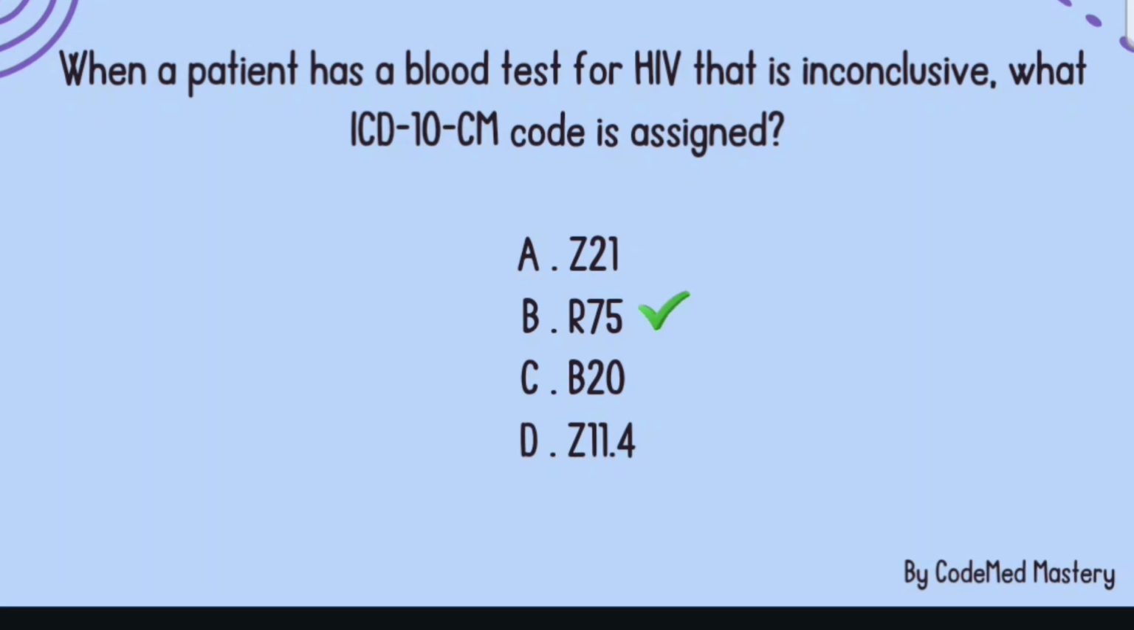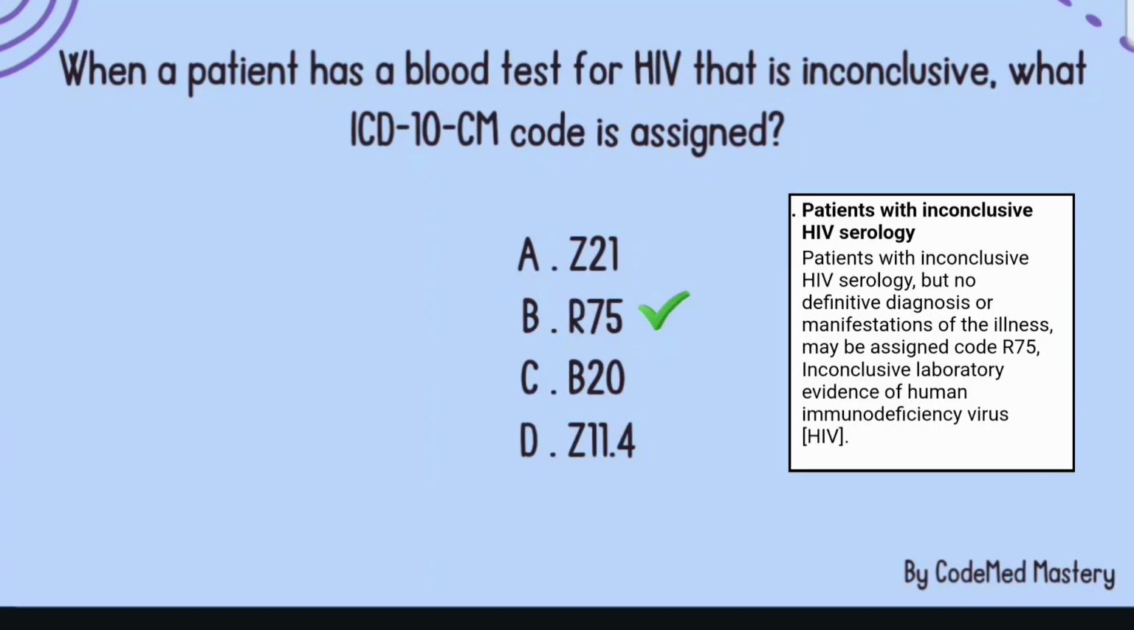You can find the answer in your ICD-10-CM manual, Chapter 1, Chapter Specific Coding Guidelines. Patients with inconclusive HIV serology may be assigned code R75, that is, inconclusive laboratory evidence of human immunodeficiency virus. Without thinking much, we can decide the answer is R75.